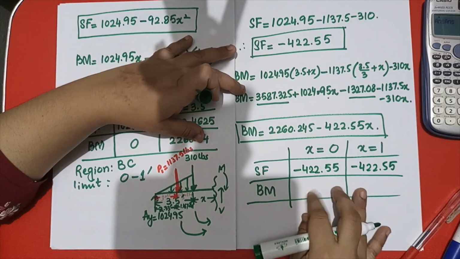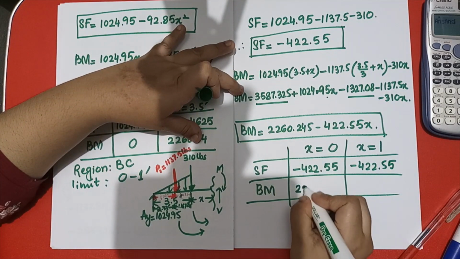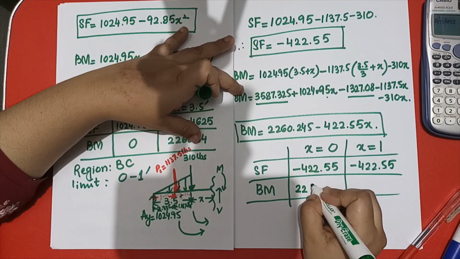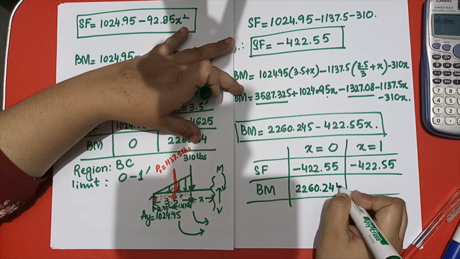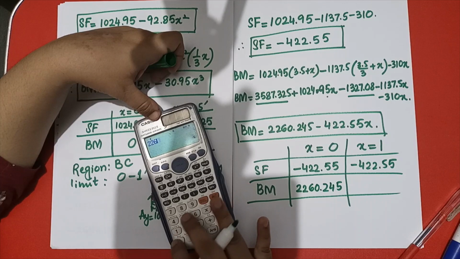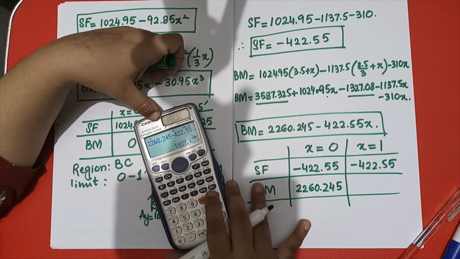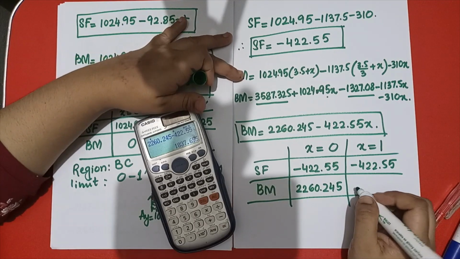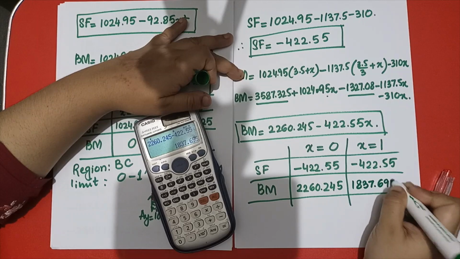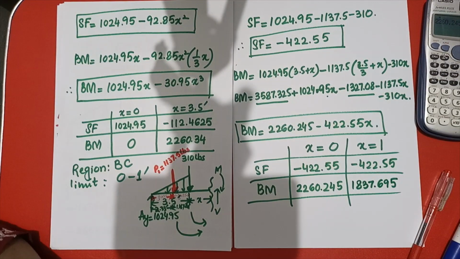And then for the bending moment, it will become 0. So this answer is 2 because I am putting 0 in place of the x value. So 245. Now I have to put 1 here. So it will be 2260.245 minus 422.55. So the answer will be 1837.695. So now we have done region BC.